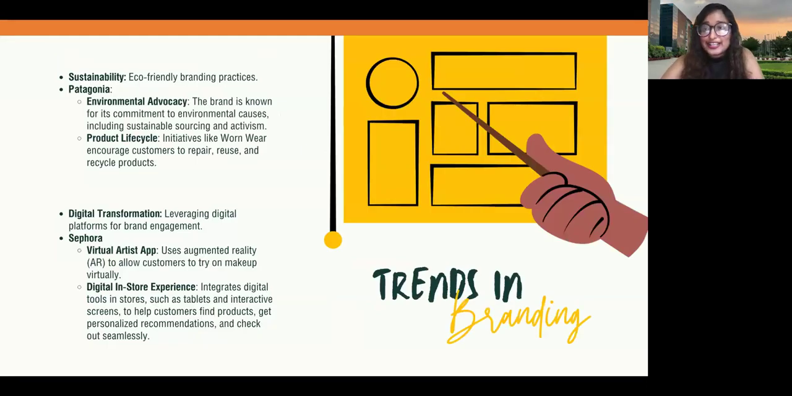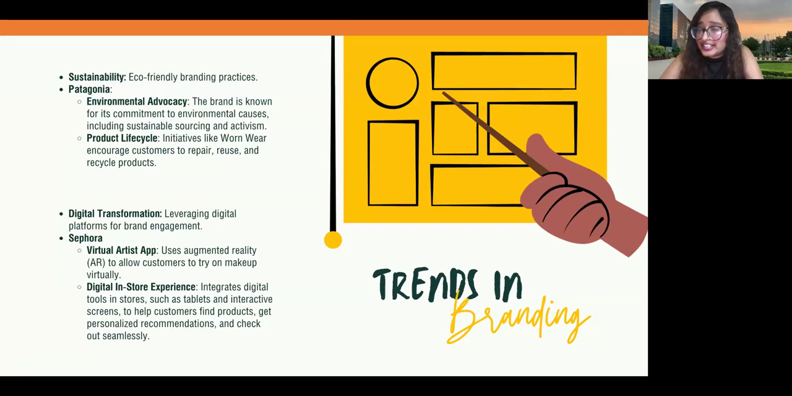Then what are the trends in branding? I have mentioned four trends. There are a lot of trends, but these four are what is going on right now. For example, sustainability. What is sustainability? It's eco-friendly branding practices. Another example of sustainability is Patagonia. Patagonia is a very big brand in mountaineering and outdoor wear. They're different than other brands in their field because they advocate for environmental issues and product life cycle. Their product life cycle is what gets its customers back. For example, if you own a Patagonia coat and it gets torn somewhere, you can take it back to the store and they'll replace it for you.